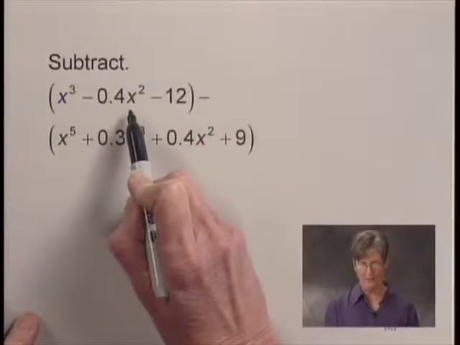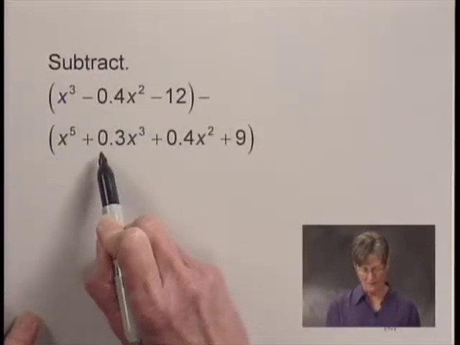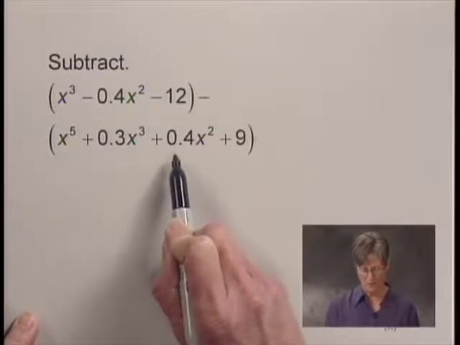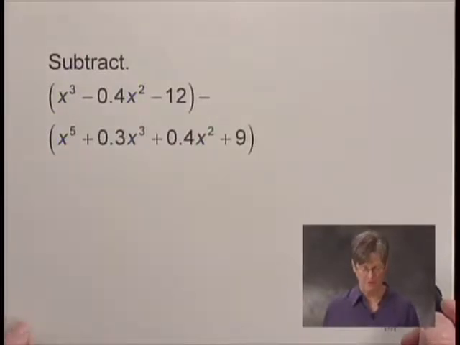In this exercise, we'll subtract polynomials. We have x cubed minus 0.4x squared minus 12 minus the quantity x to the fifth plus 0.3x cubed plus 0.4x squared plus 9. The first thing that we need to do is to remove the parentheses.